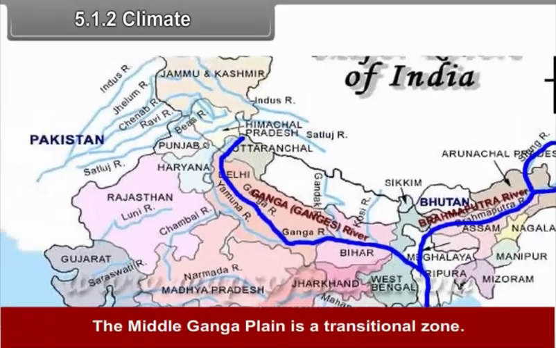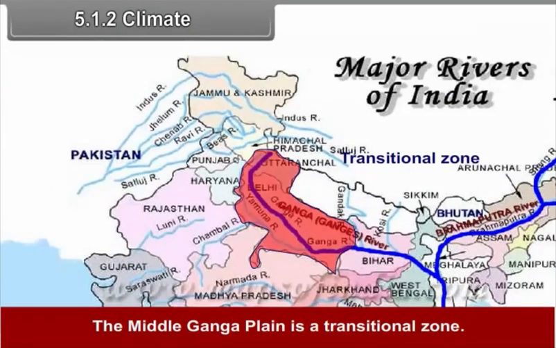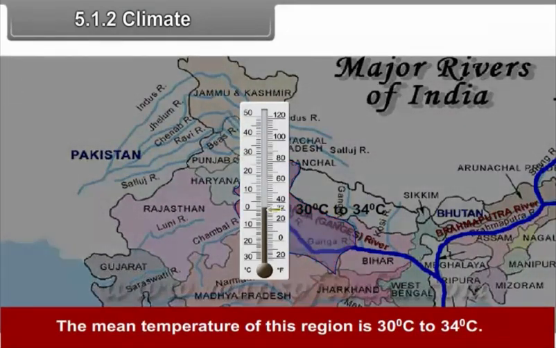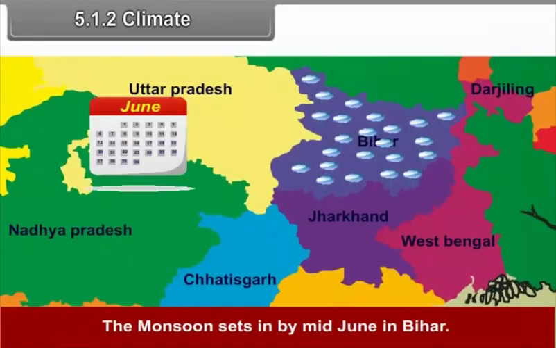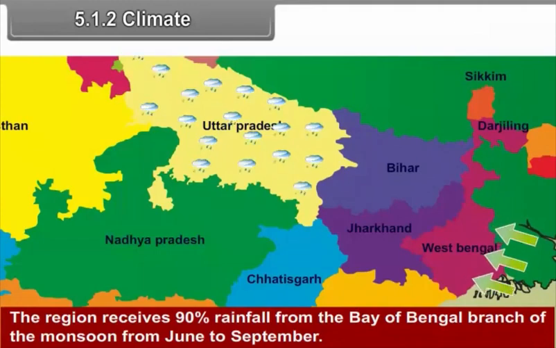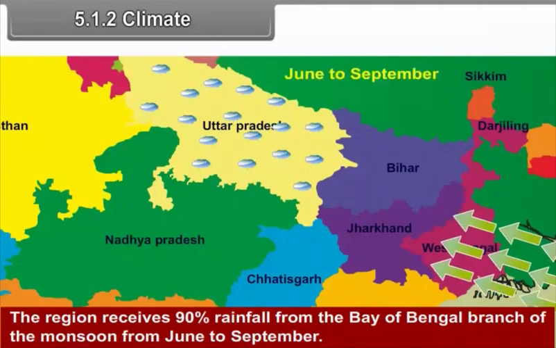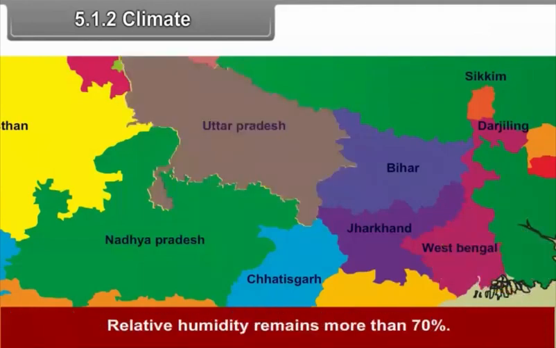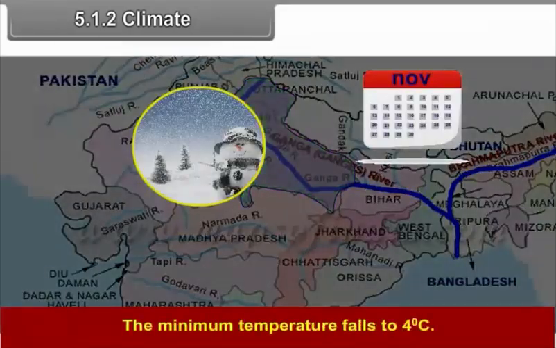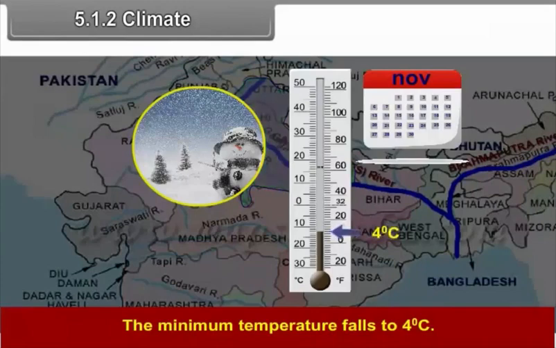The Middle Ganga Plain is a transitional zone. The mean temperature of this region is 30 degrees Celsius to 34 degrees Celsius. The monsoon sets in by mid-June in Bihar. The region receives 90% of its rainfall from the Bay of Bengal branch of the monsoon from June to September. Relative humidity remains more than 70%. The winter sets in November. The minimum temperature falls to 4 degrees Celsius.